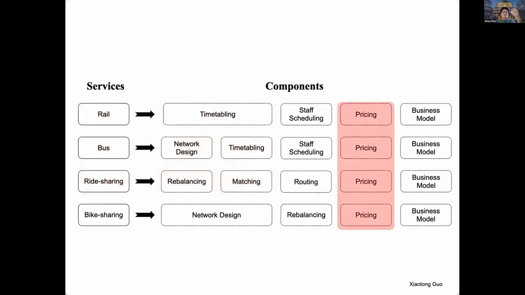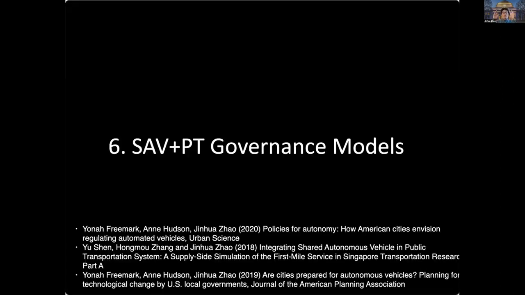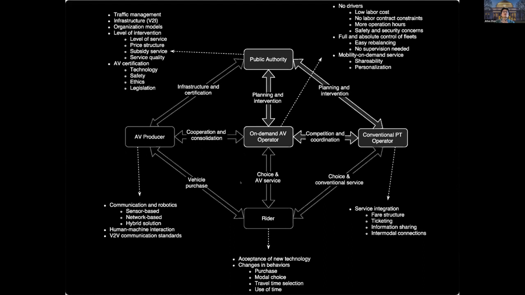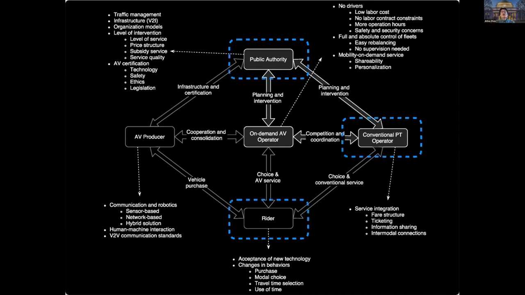Another example: can you integrate pricing across them, or integrate between business models, etc.? But let me give a more concrete discussion, looking particularly at the governance model here. Let me try to show this graph to illustrate the different entities and their relationships in this whole urban mobility arena.